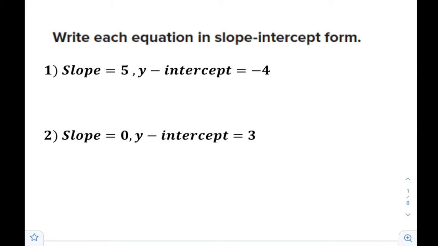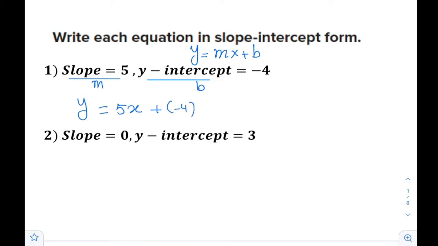First of all, write each equation in slope-intercept form. You should memorize that it is y equals mx plus b. So now the slope is given, so this is our m. The y-intercept is given, so this is our b. And then you will write y equals mx plus b, so it is 5 times x, plus negative 4. Usually you don't write plus negative 4, only minus 4.